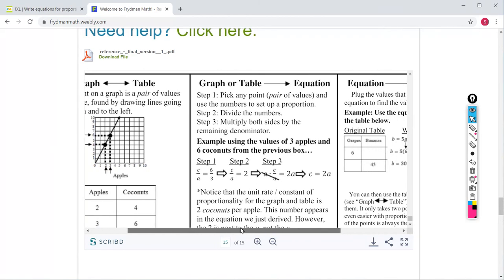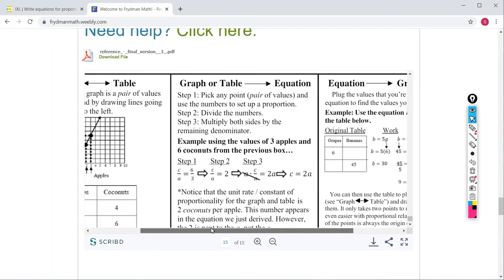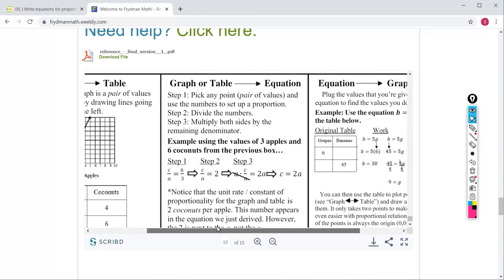So using that information, and I know that the relationship is proportional because it's a straight line going through the origin. The ratio between the values is always the same. So using that information, we can actually figure out the equation just by setting up a proportion. So C for coconuts, A for apples, and then it was 6 coconuts. So I'll put the 6 in the numerator because the C for coconuts was also in the numerator. And it was 3 apples. So I'll put the 3 in the denominator because the A for apples was also in the denominator.